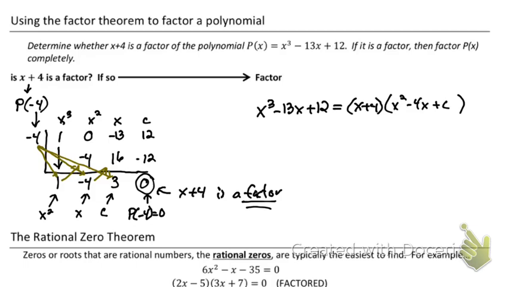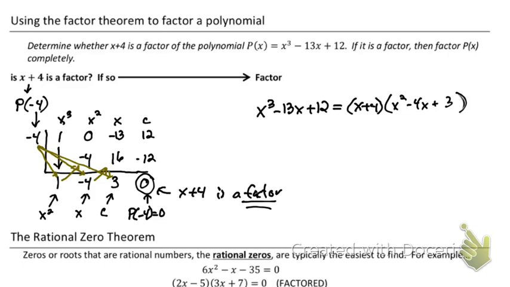So x cubed minus 13x plus 12 equals x plus 4, because we proved it can factor out, times x squared minus 4x plus, not c, but 3. Well, 3 and c rhyme, so it's kind of the same answer. Okay, let me finish this and we'll go to questions.